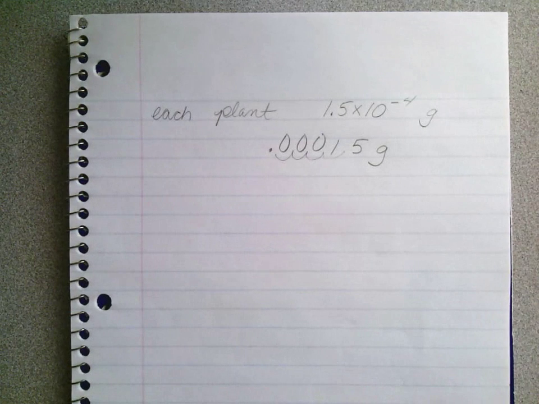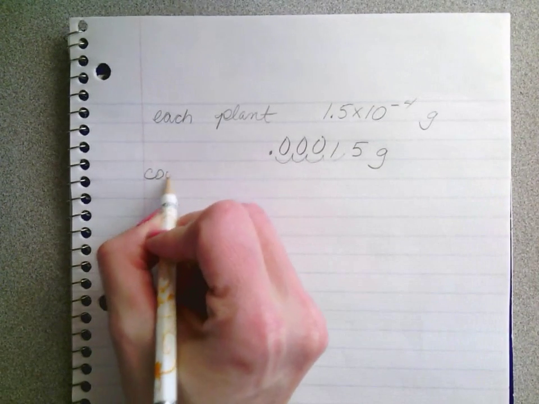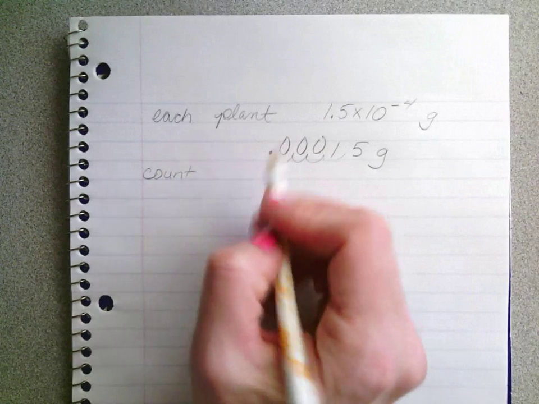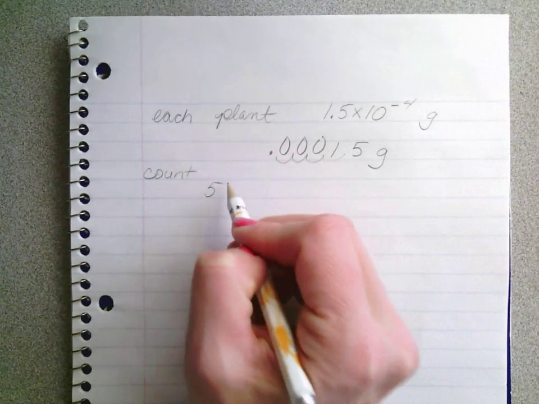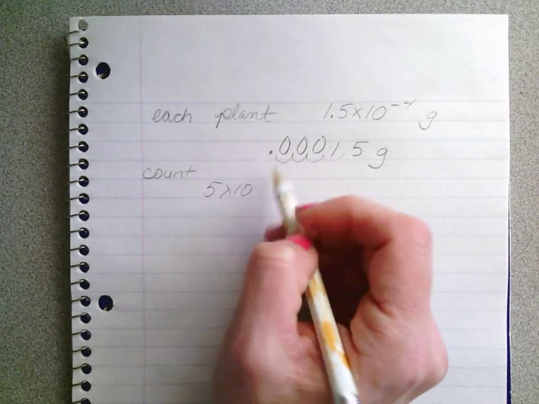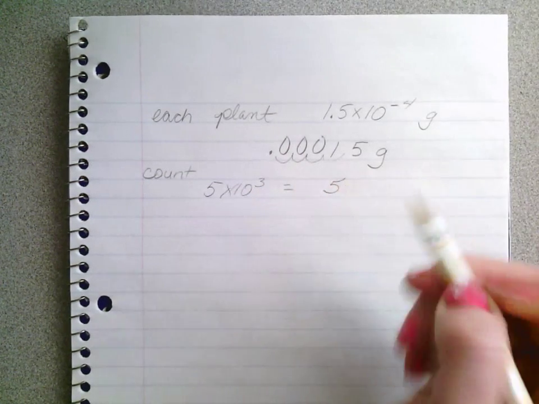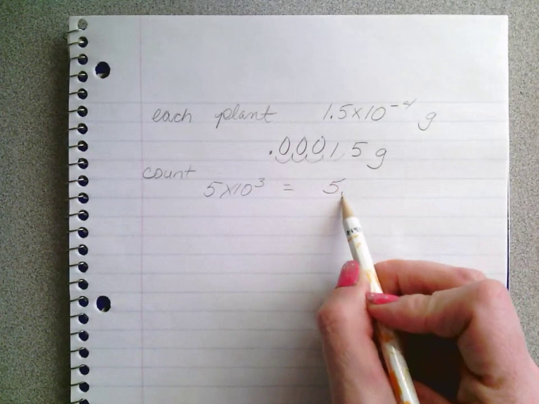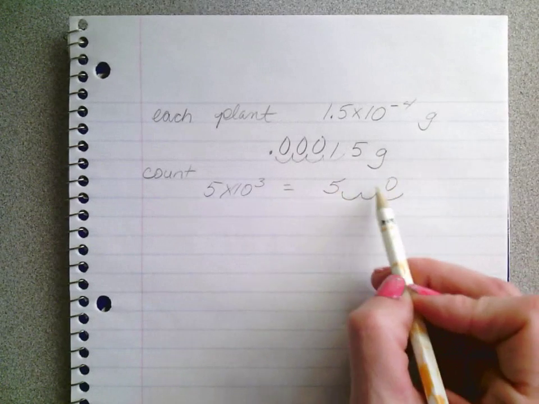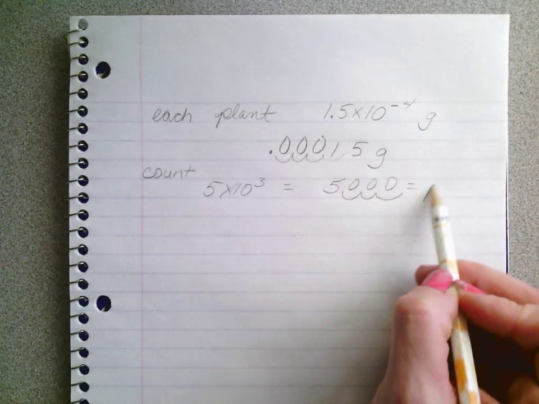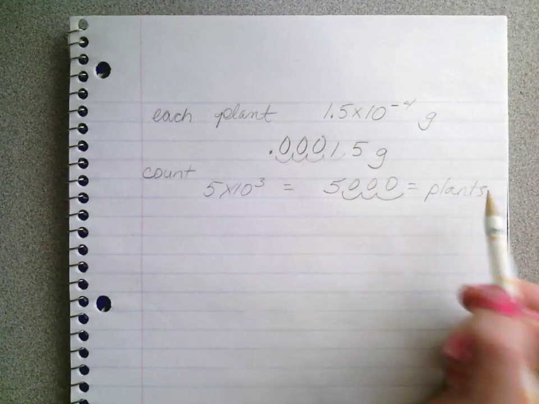And by the way, in that thimble, there is approximately a count of 5 times 10 to the 3rd plants, which is 5 times 10 to the 3rd. 1, 2, 3. 5,000 plants can fit in that thing.